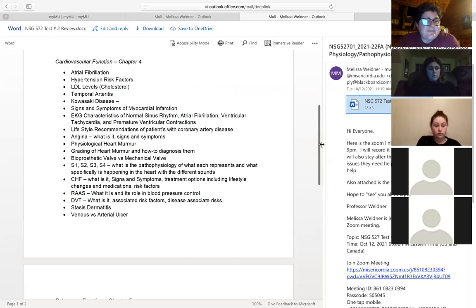The RAAS system, that is in cardiovascular and in the kidney part, but what is it and what is its role in blood pressure control? And that will be very important, again, to know. You'll use that again when you start learning about different medications that control blood pressure.